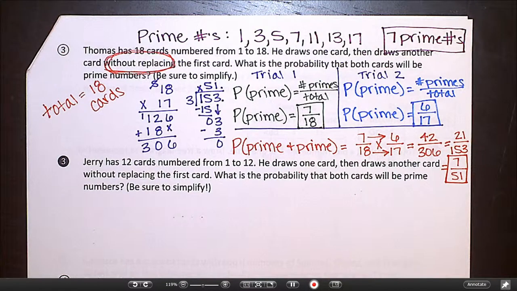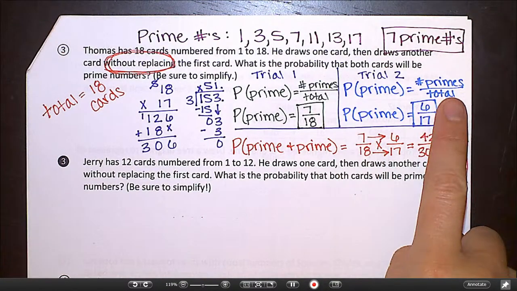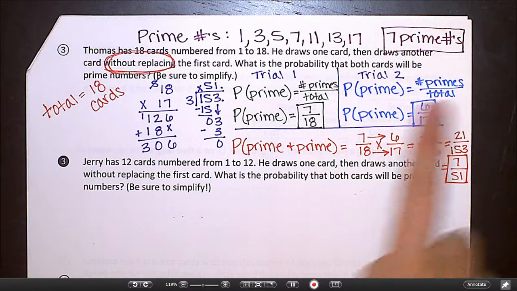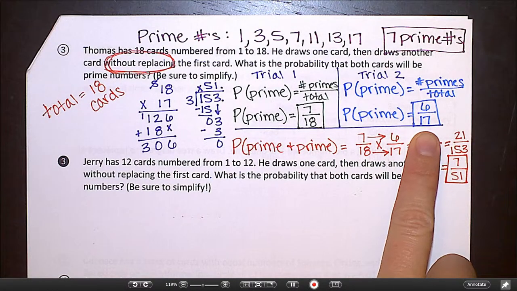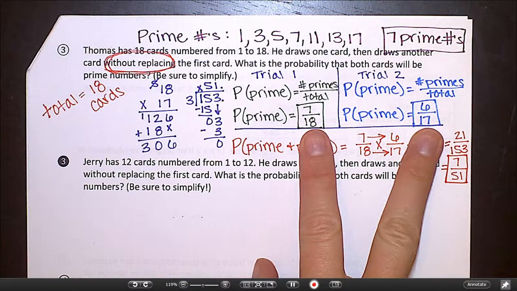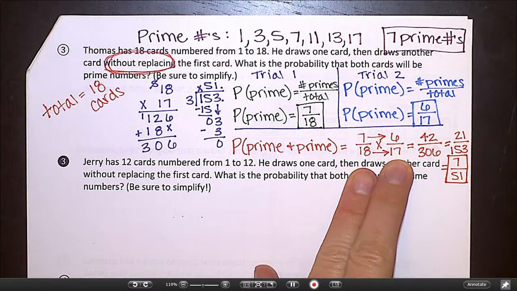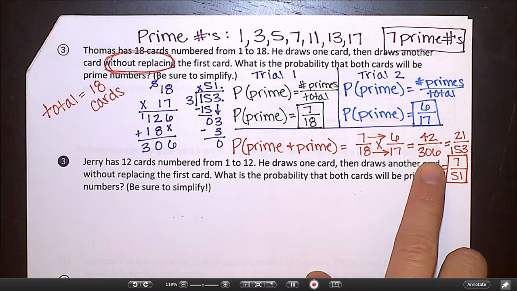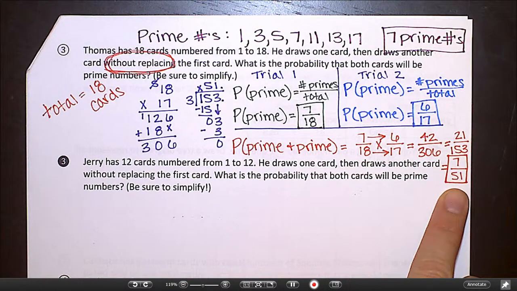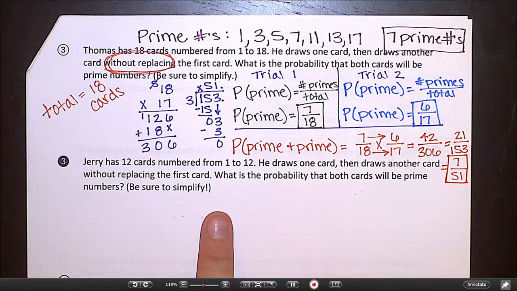Then we moved on to trial 2. The formula was the same since we were looking for the same thing, but now we had 6 primes out of 17 total. We multiplied the 2 probabilities together, and we just multiply straight across. We got 42 over 306, and we simplified a couple of times to get down to 7 over 51. So after you've done number 3 on your own, then you can unpause the video and go on to number 4.